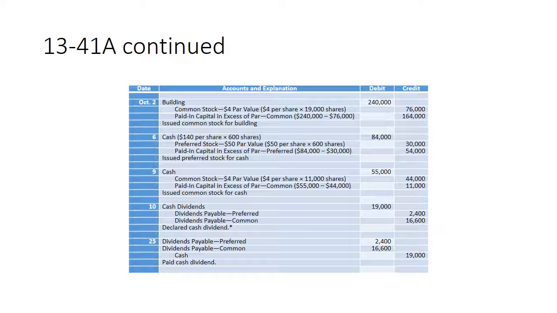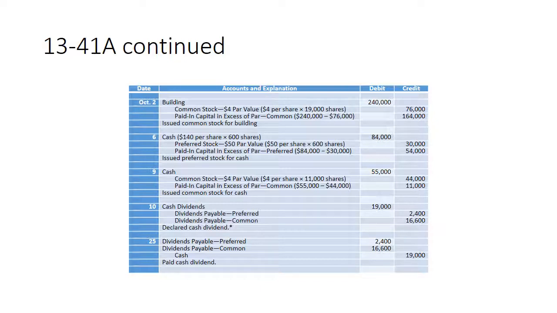On the 9th, the company issued 11,000 shares of common stock for cash of $55,000. So the company will definitely debit cash for $55,000. They only give us a total here, but if you take the $55,000 they received in total divided by the 11,000 shares, you'll get a per share sale amount, or $5 per share. So they sold it for $5.